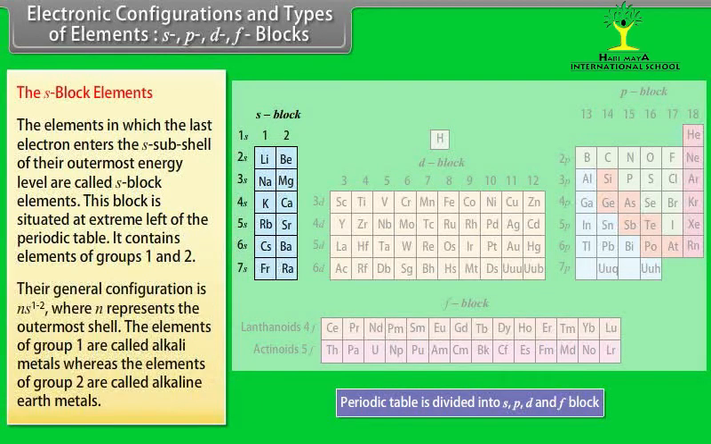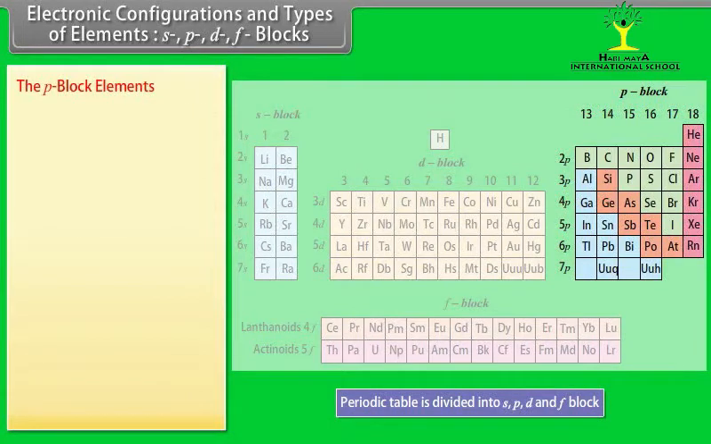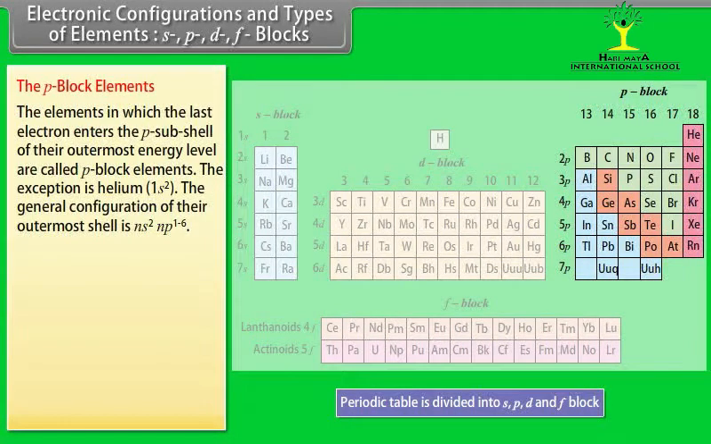Their general configuration is where N represents the outermost shell. The elements of group 1 are called alkali metals, whereas the elements of group 2 are called alkaline earth metals. The P block elements: the elements in which the last electron enters the P subshell of their outermost energy level are called P block elements.